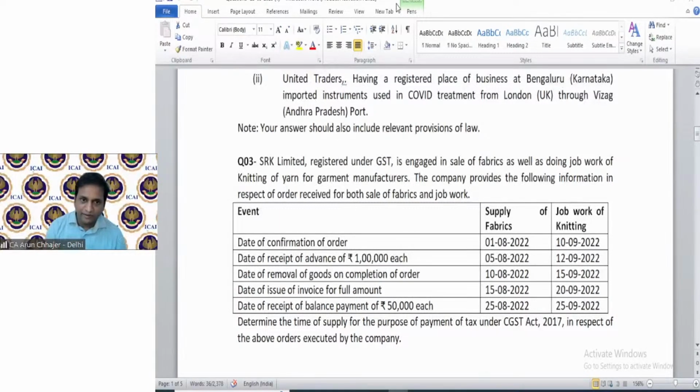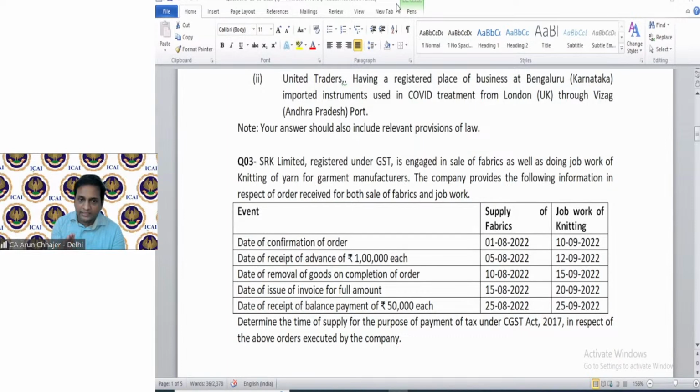Regarding the supply of the fabrics, they are saying date of the confirmation of the order is 1st August, date of the advance is 5th of August, date of removal of goods is 10th of August, date of issue of the tax invoice is 15th August, date of the balance amount received, that is 50,000, is 25th August. Please calculate time of supply for goods, and after closing this question, we'll move to the place of supply for services.